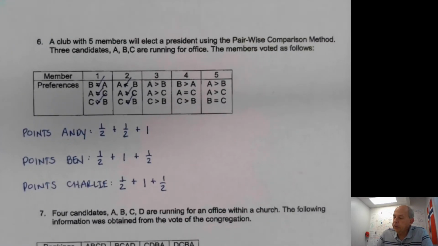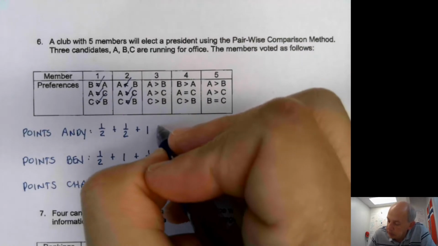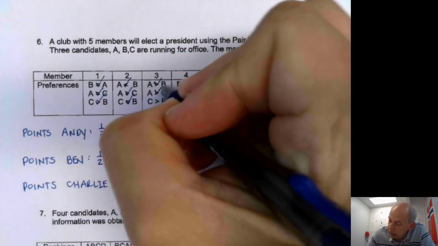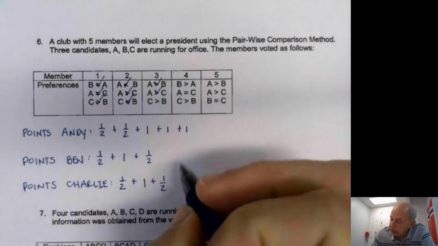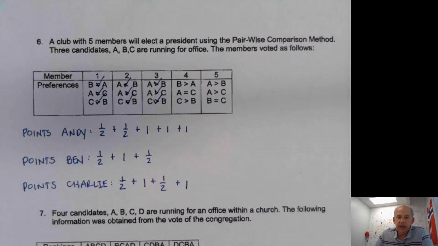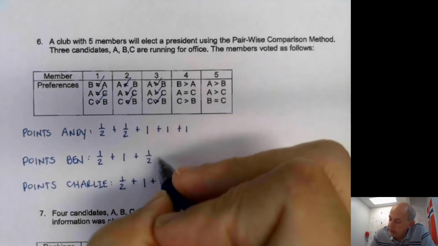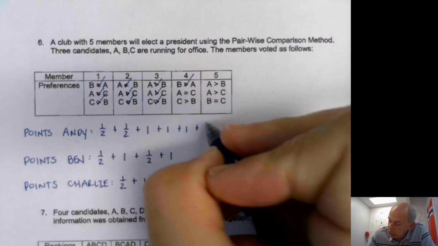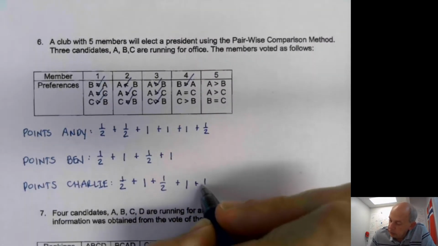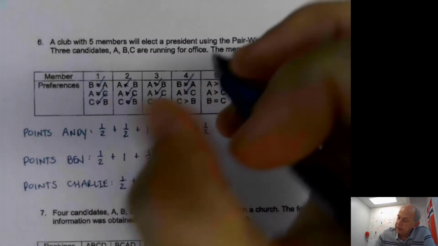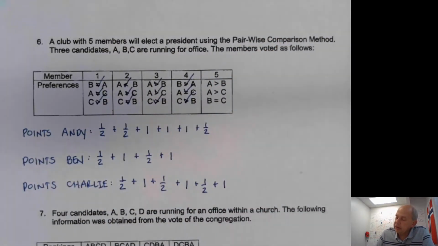Now, voter number 3 says Andy is better than Ben. Andy is better than Charlie. Charlie is better than Ben. Voter number 3 did not like Ben. Ben got nothing from voter number 3. Voter number 4, Ben is greater than Andy. Andy and Charlie are the same, so we'll go halvesies on that point. Charlie is better than Ben. Charlie picks up an entire point.